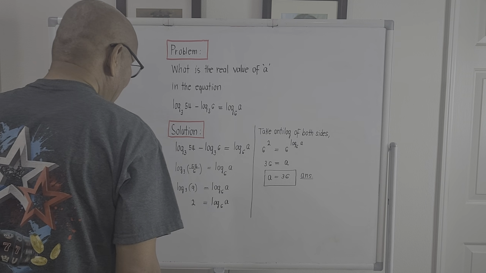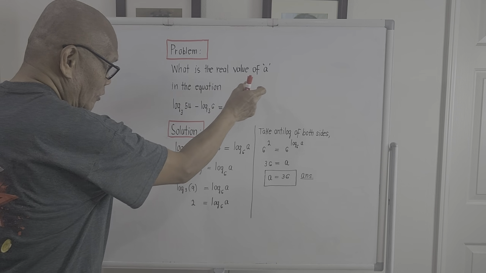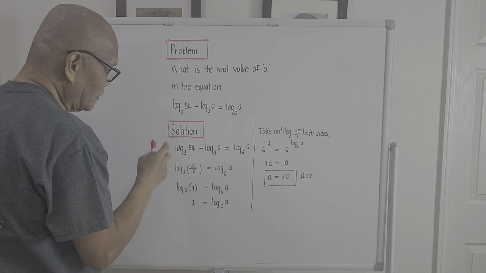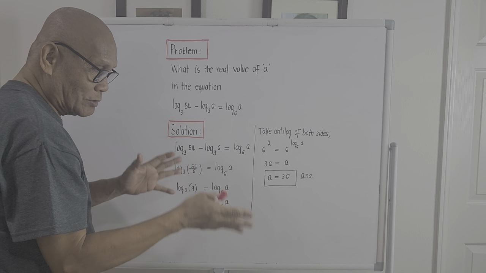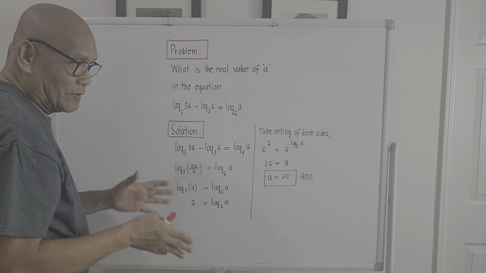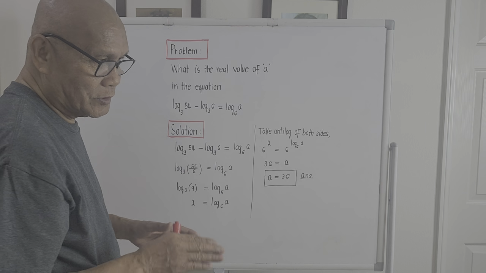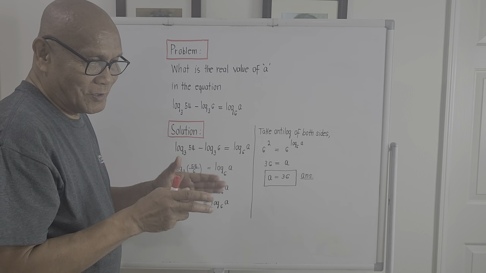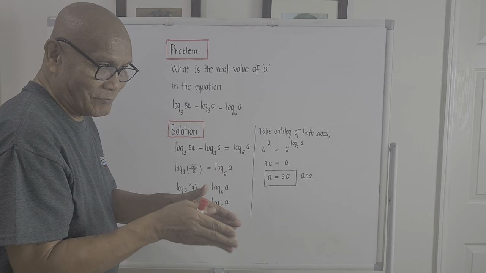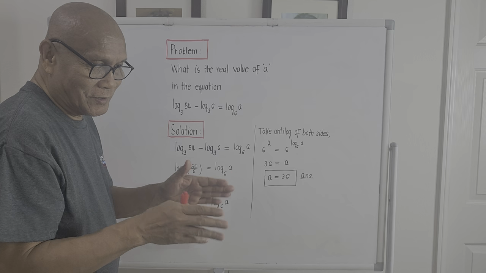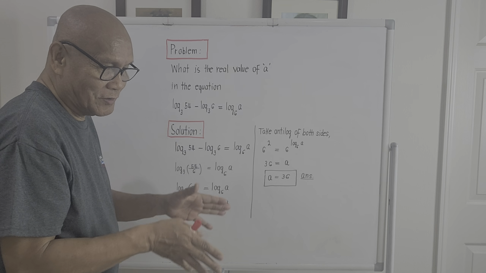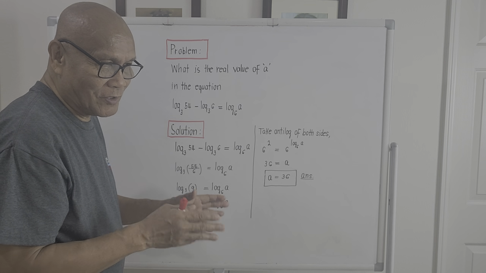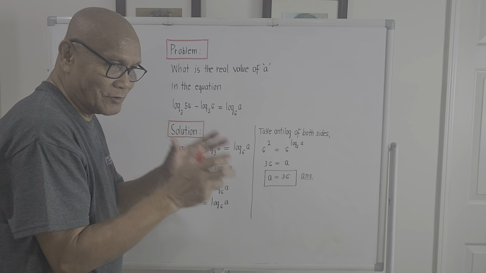We are given a problem here. What is the real value of small letter a in the equation? It's a logarithmic equation. We could not even say that this is a common logarithm or a natural logarithm. It is just that the bases of the logarithms given are not the same. The important thing here is how to attack a problem if the bases of the logarithms in the given equation are not the same.